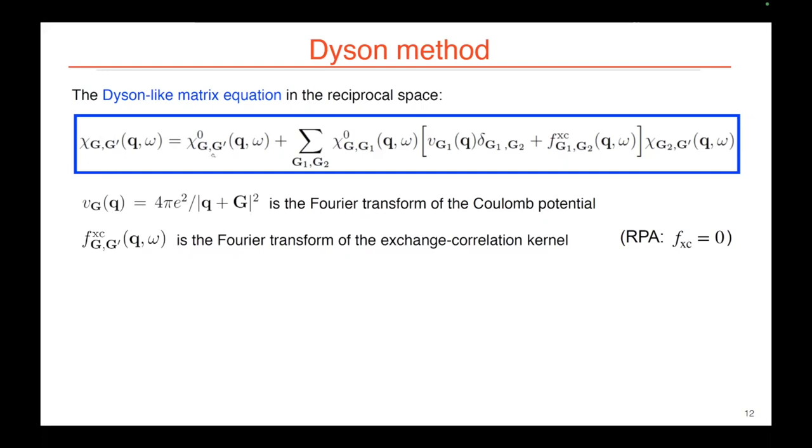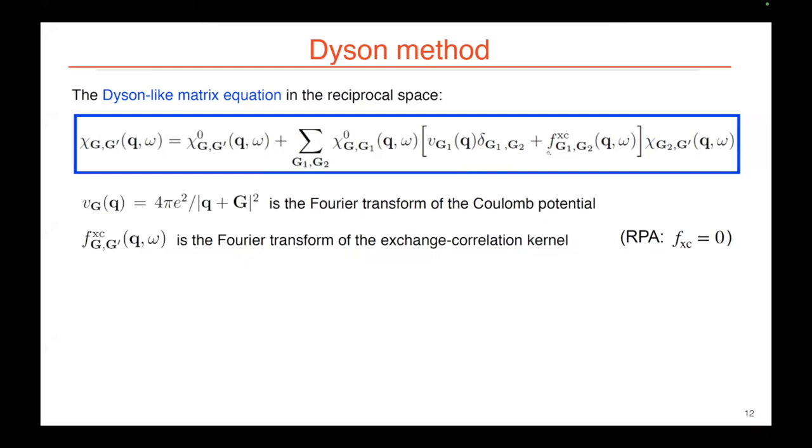And this object chi can be obtained by solving this equation. In this equation, on the right hand side, we have chi naught, which is the non-interacting susceptibility, plus a sum over G1, G2 of this non-interacting chi naught. In here we have the so-called kernel of the equation, where V is the Fourier transform of the Coulomb potential. It has quite a simple form, 1 over Q plus G squared, with the prefactor 4 pi e squared. And then we have the so-called exchange correlation kernel, f XC.